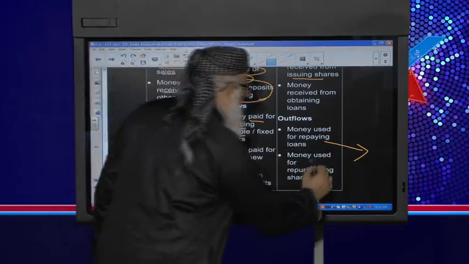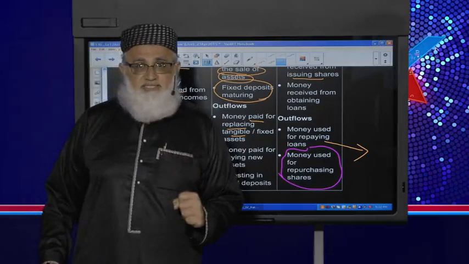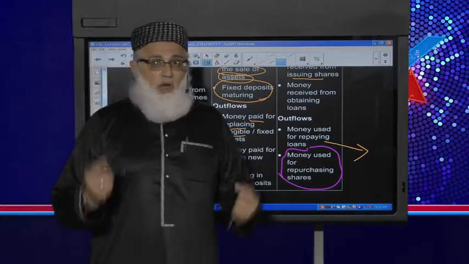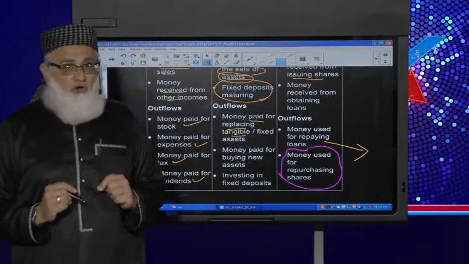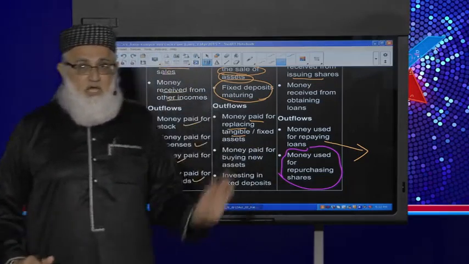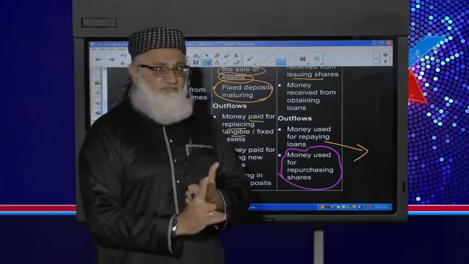Very important one. Money used for repurchasing shares. Watch this one closely. When we repurchase shares, it means that money is leaving our bank account. Now, which amount are we talking of? Because remember, we've done this in our previous lessons. We've spoken about the average price and the price above the average price.